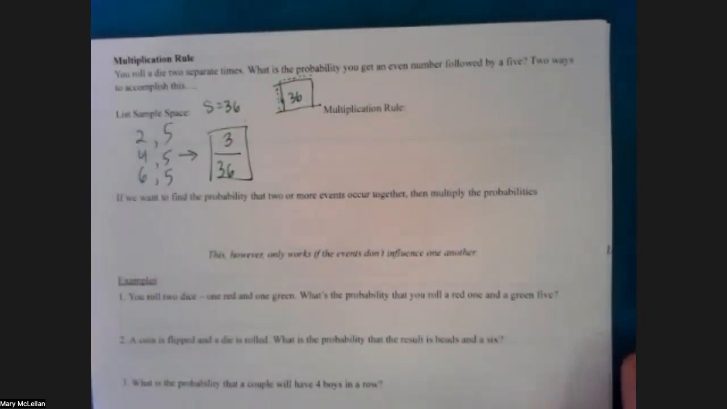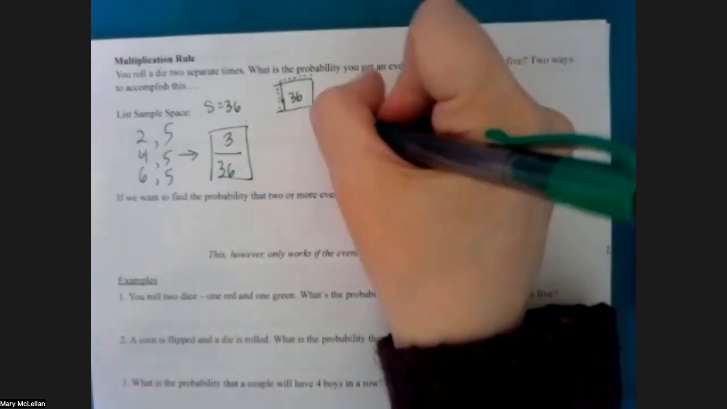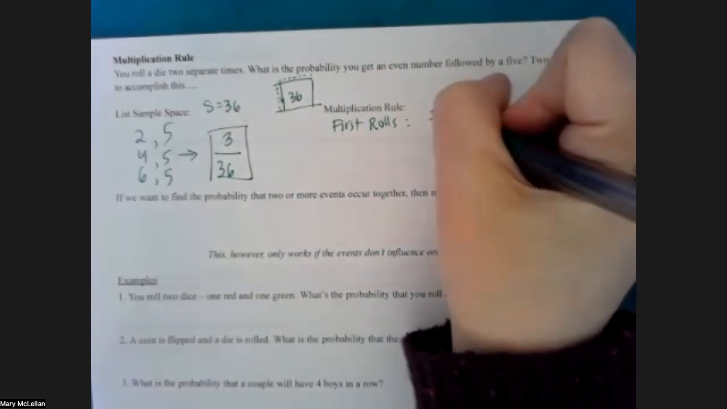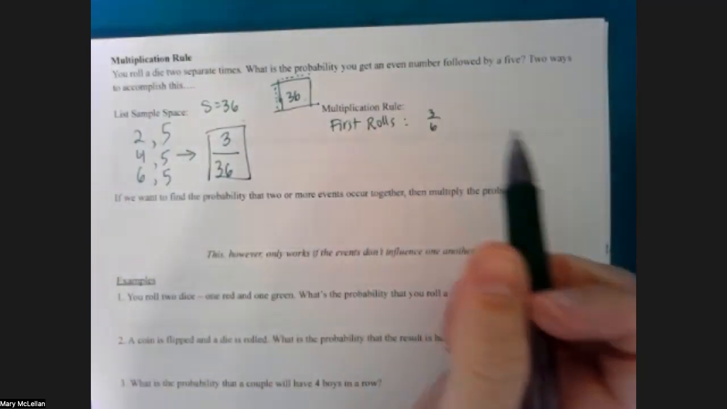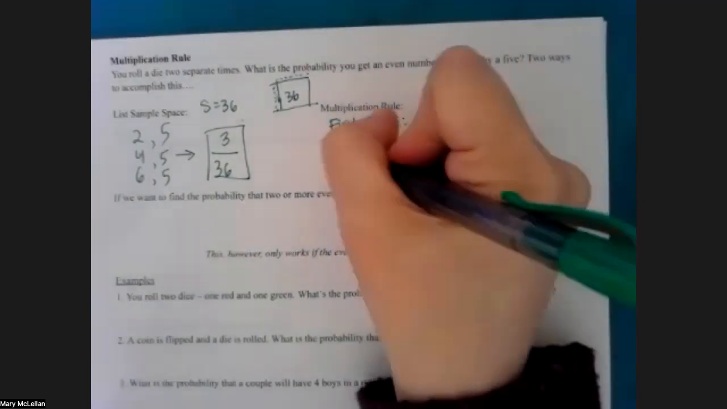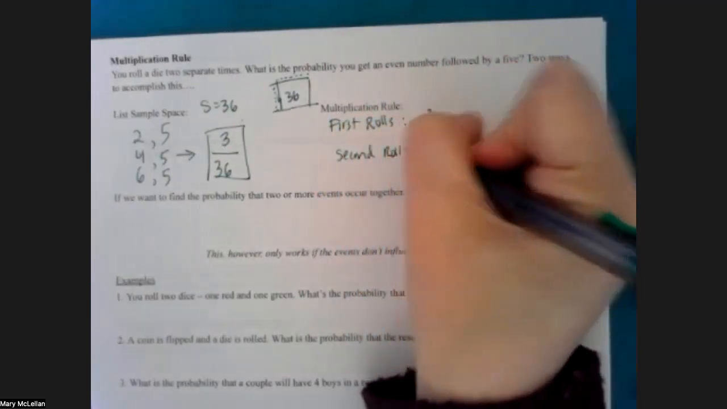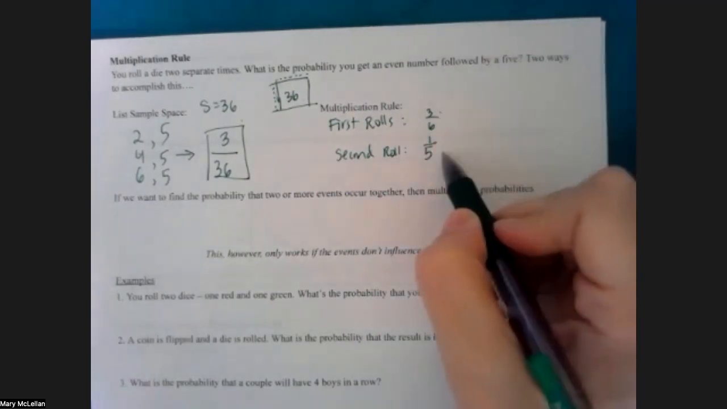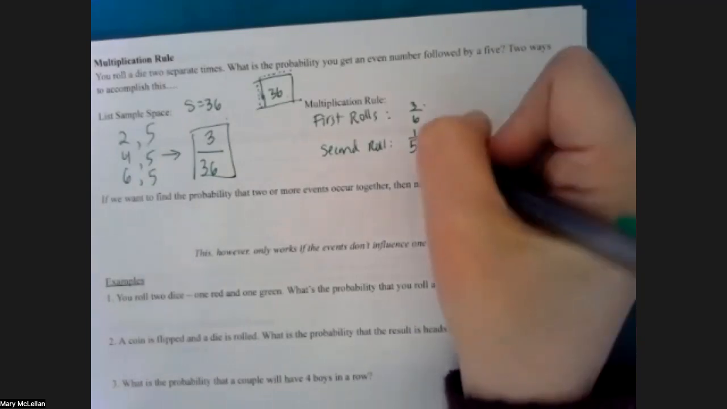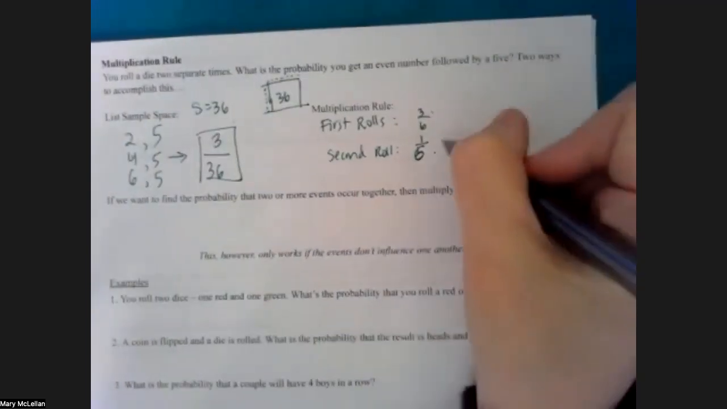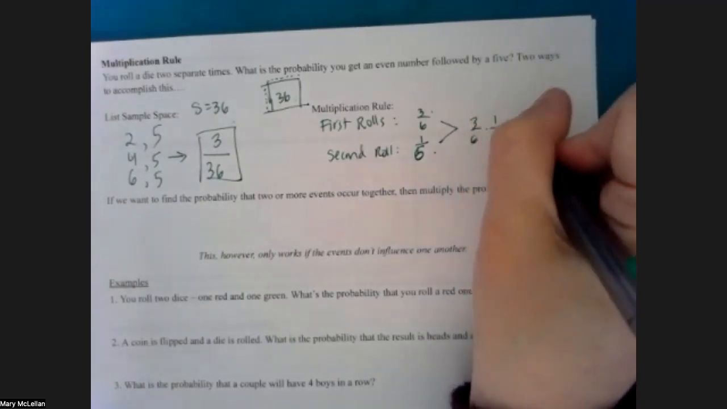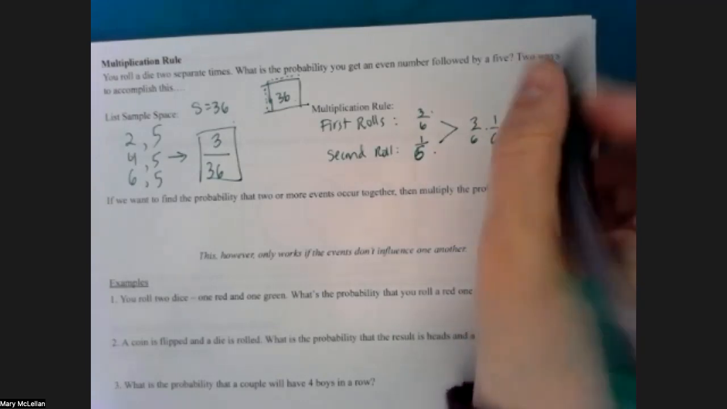Another way to do that is with something called the multiplication rule. And that is, we know the first roll probability. That's 3 over 6, because there are 3 ways to get an even number. For the second roll, well, there's only one way to get a 5. That's 1 over 6. And if you multiply these two together, you get 3 over 6 times 1 over 6, which is 3 over 36.